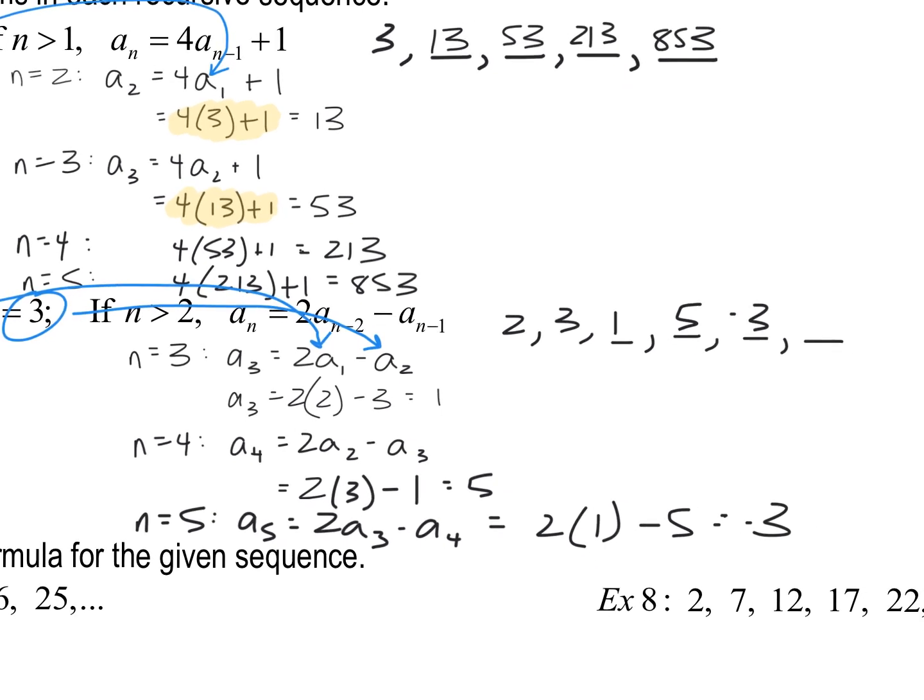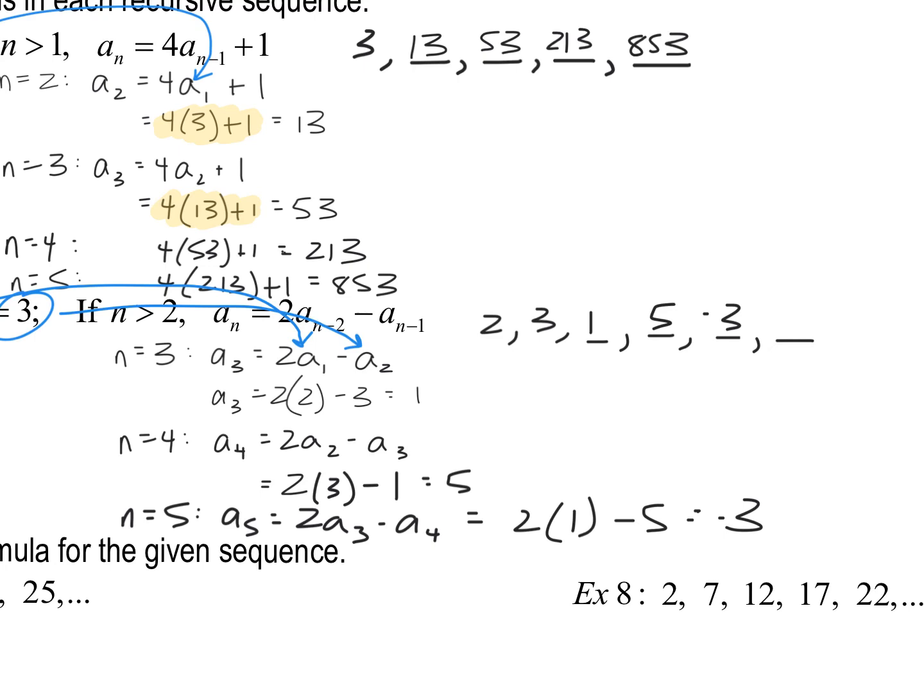Let's do one more. I'll do it in blue over here since I'm starting to get a little confusing. Actually, I'll do it in red. N equals 6. So again, all I'm doing here is I'm plugging in 6 for all of these n's. A sub 6, that means the sixth term, equals 2 times a sub 4 minus a sub 5. So I'm plugging in 6 everywhere. So 2a4 minus a5.